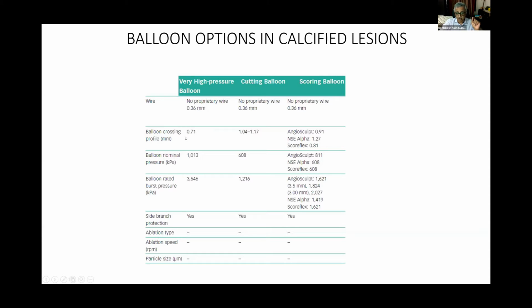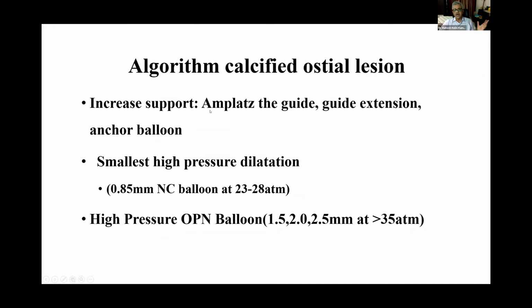The balloon crossing profile is only 0.71, which is the smallest compared to a cutting balloon or an AngioSculpt. The nominal pressure is 1013 and 608 kPa, and you can go up to 3546 kPa. This is almost about 45 atmospheres as compared to about 10 or 12 atmospheres for the other balloons. There is side branch protection in both. So the biggest advantage is that it has a very low balloon crossing profile and is slightly longer than the other balloons. So how do you have an algorithm for a calcified ostial lesion? First, you increase the support.